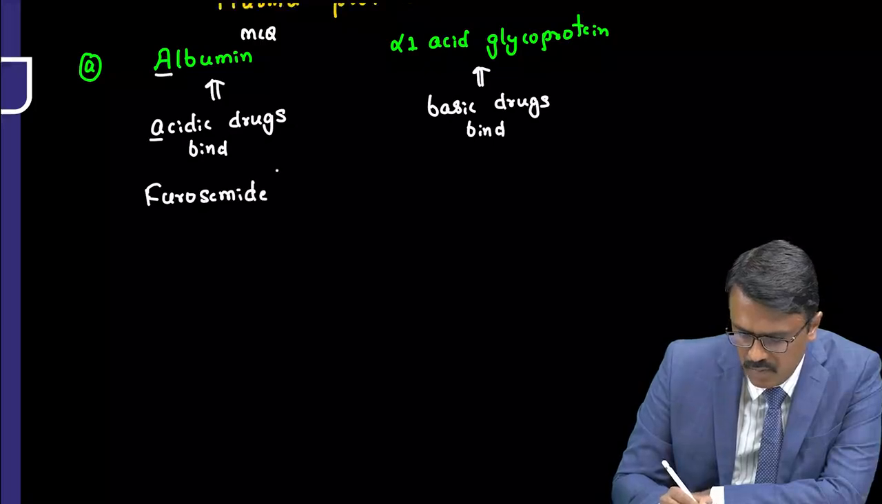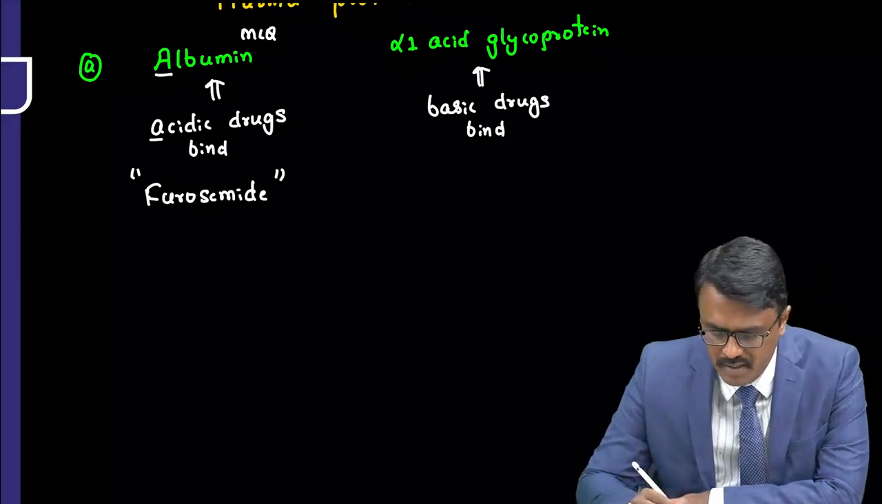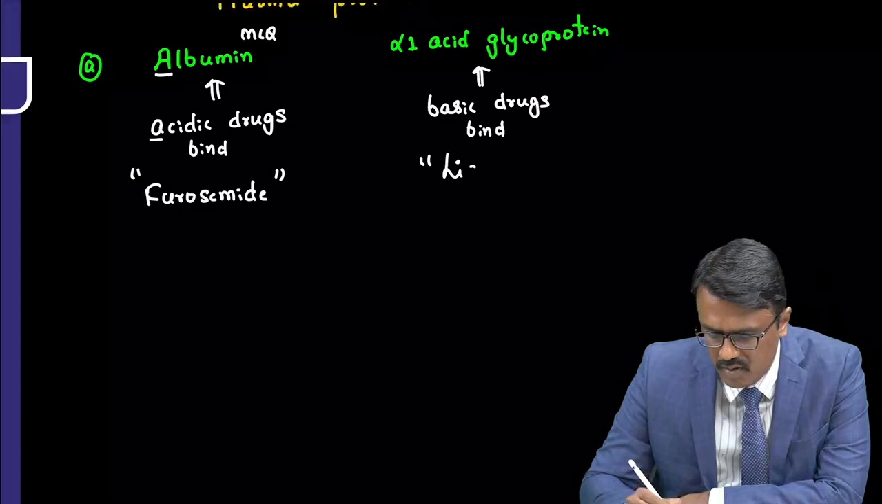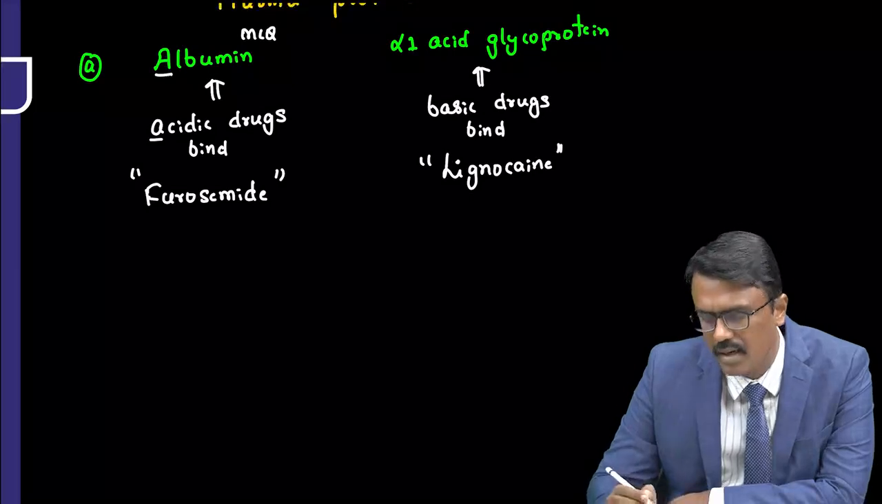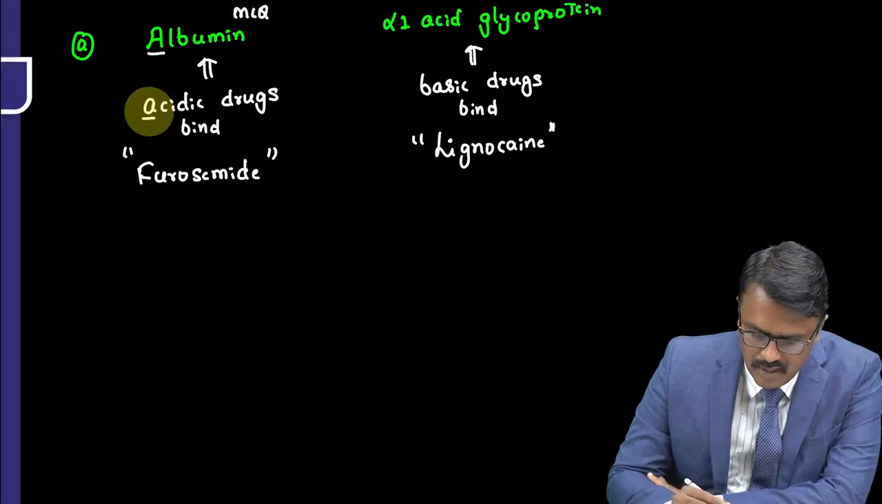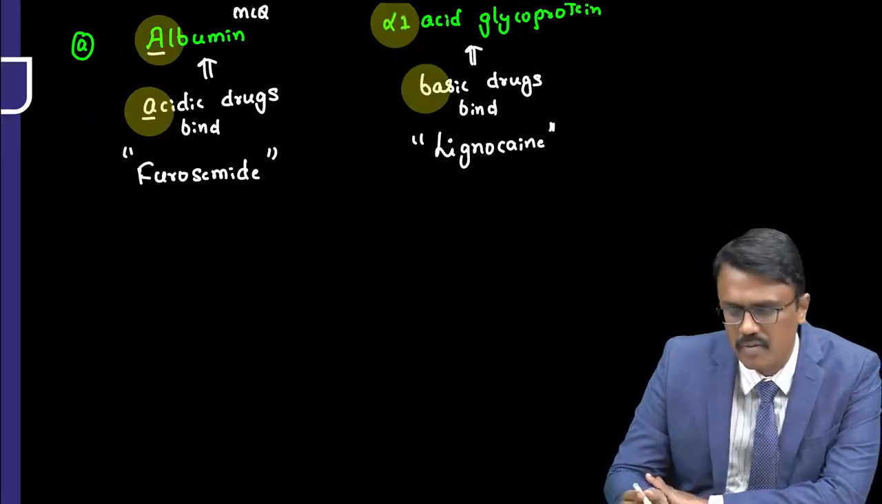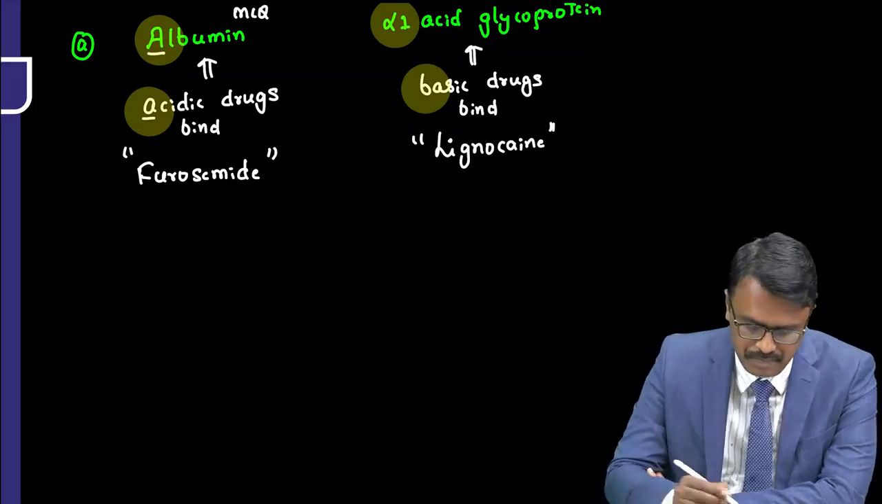Furosemide is a loop diuretic, it's an acidic drug. Another basic drug I just want to give you is lignocaine. It's a local anesthetic and an antiarrhythmic drug. So just keep in mind, the acidic drugs bind albumin, basic drugs bind to alpha 1 acid glycoprotein. I have given an example of furosemide and lignocaine for you.